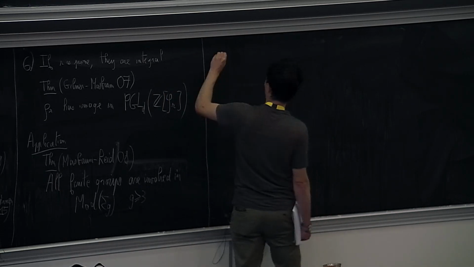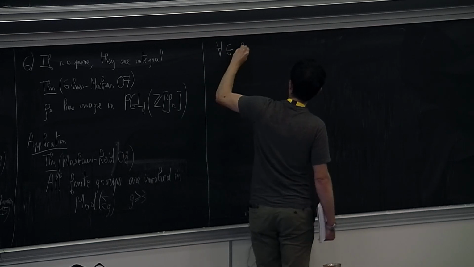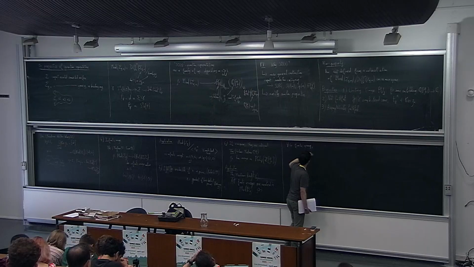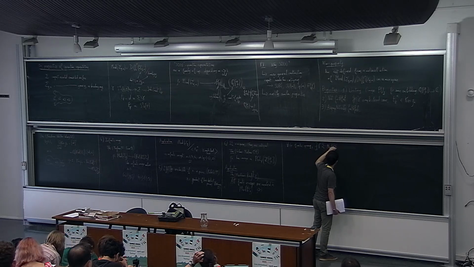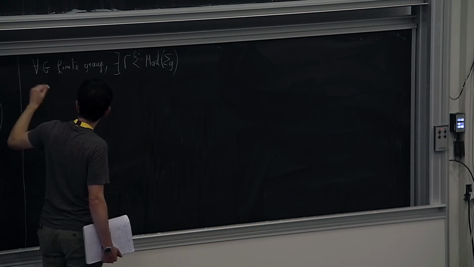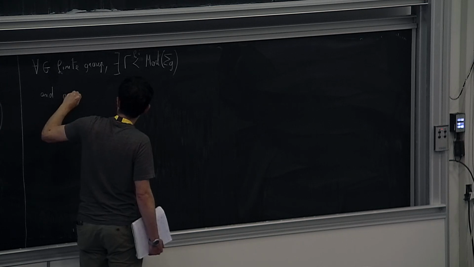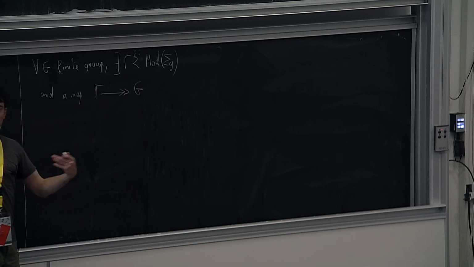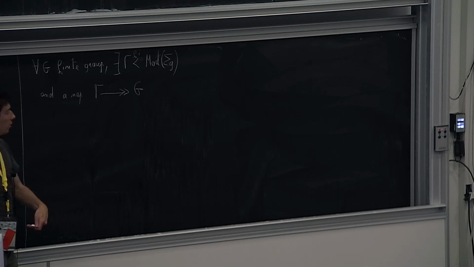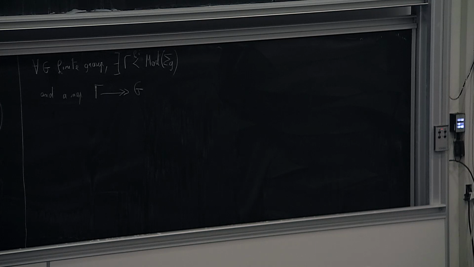What does involved mean? For any finite group G, there exists gamma, a finite index subgroup inside the mapping class group of sigma g, and a surjective map from gamma to G. So it means that any finite group is a quotient of a finite index subgroup of the mapping class group. This is an interesting property that you can derive from the fact that the quantum representations are integral, and that by quotienting by an ideal, you can define many representations into finite groups.